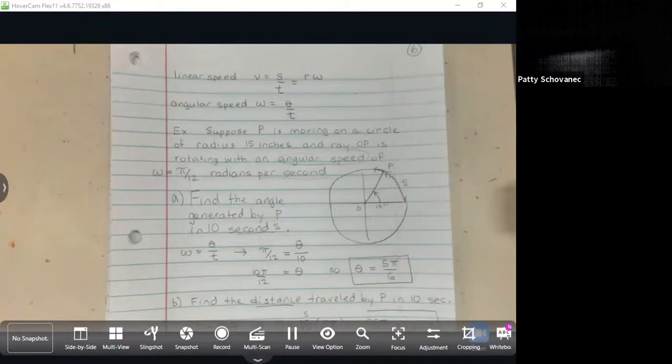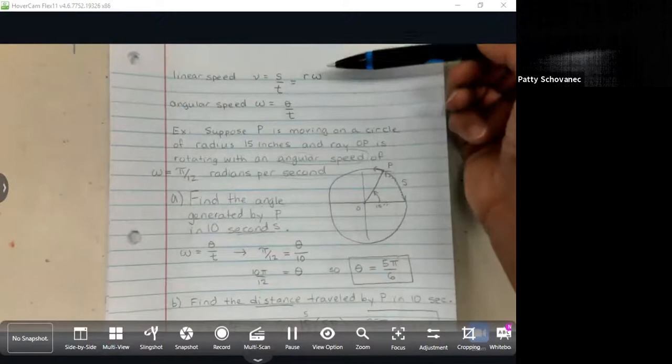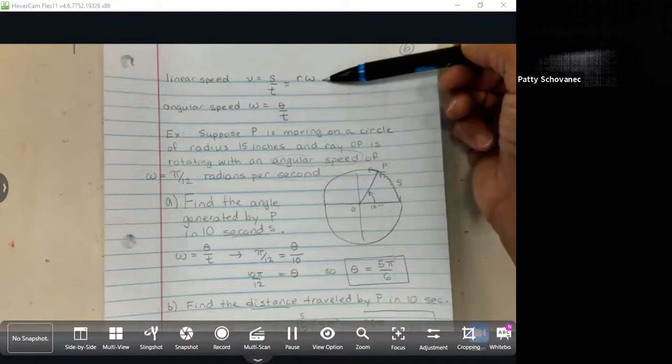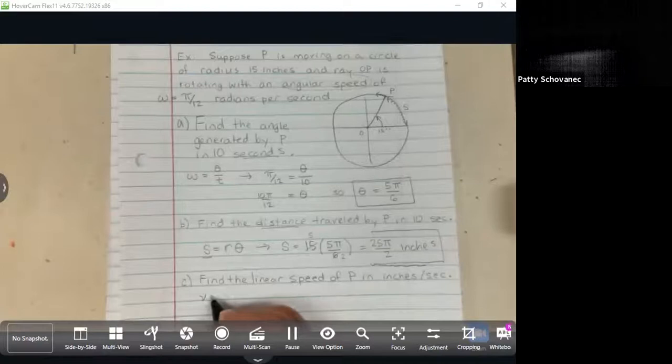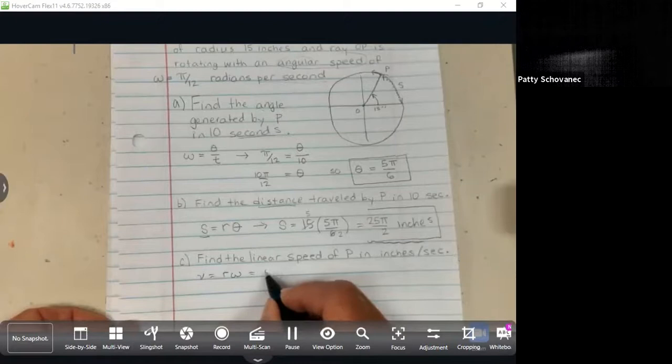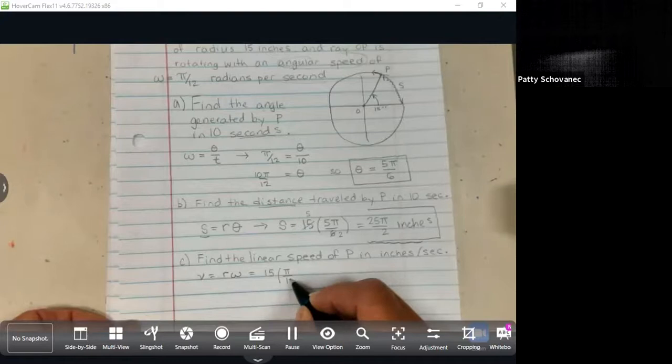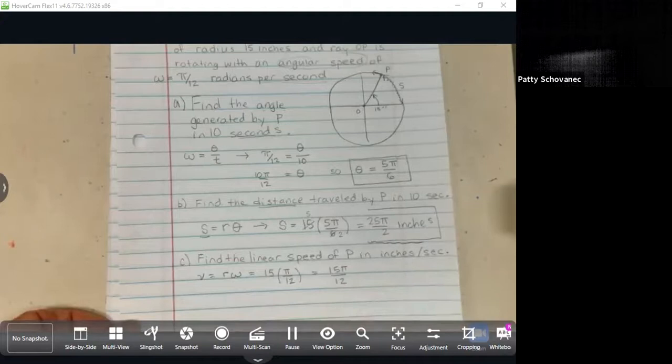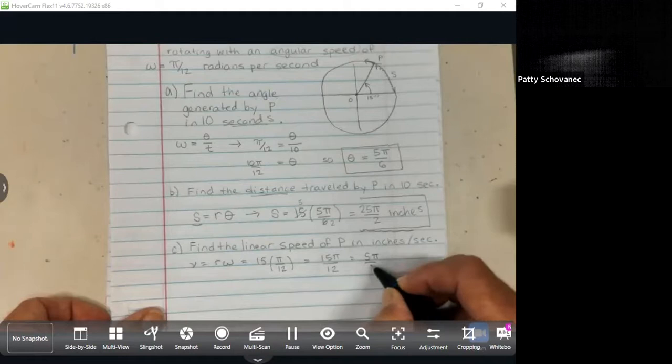We can do either, we got S, we got T, we can use this one. We got R, and we have omega. We can do that one. So you want to do R times omega? So V is R times omega. The radius is 15, and omega is pi over 12. So I get 15 pi over 12. Both of those are divisible by 3. So we get 5 pi over 4. And that again is in inches per second.